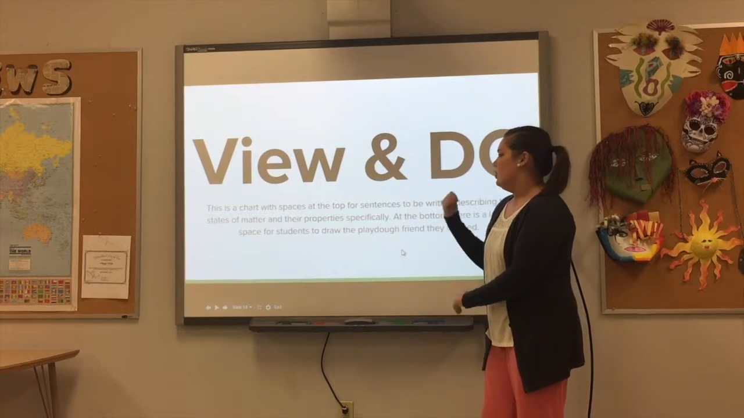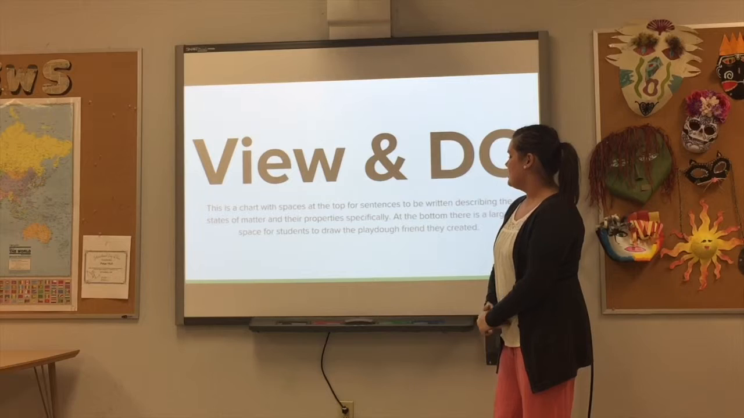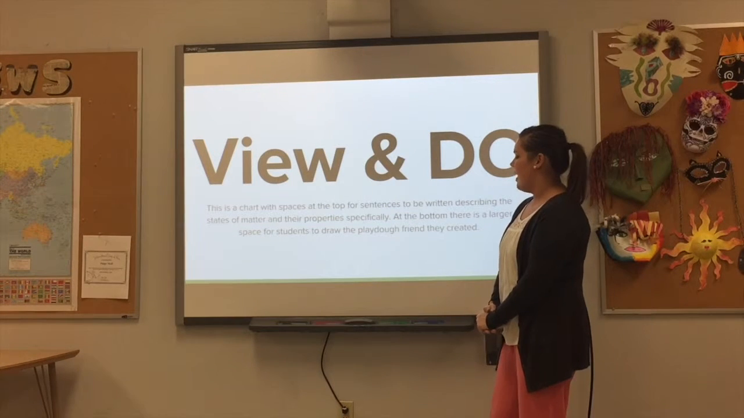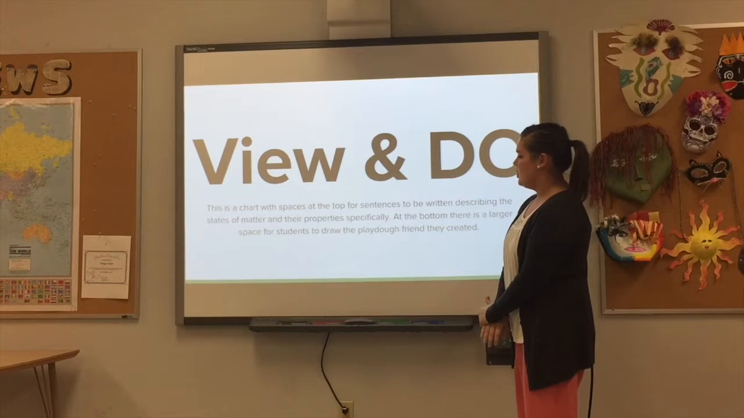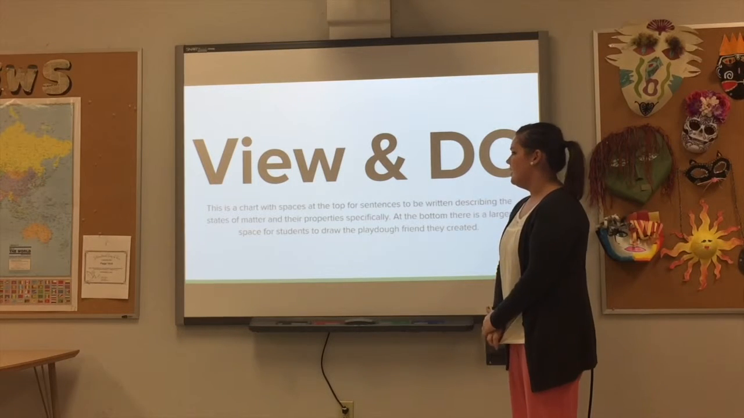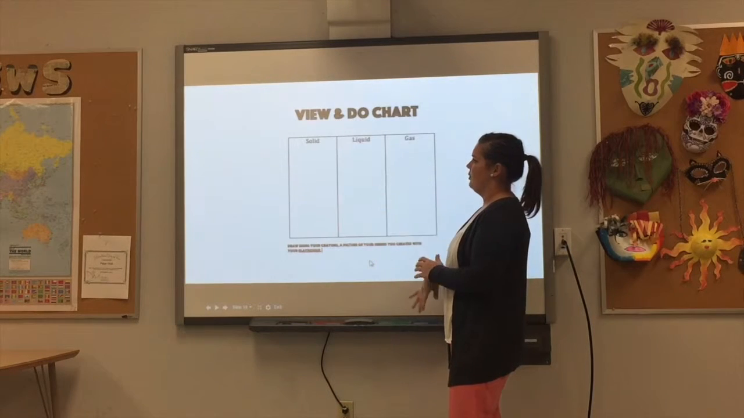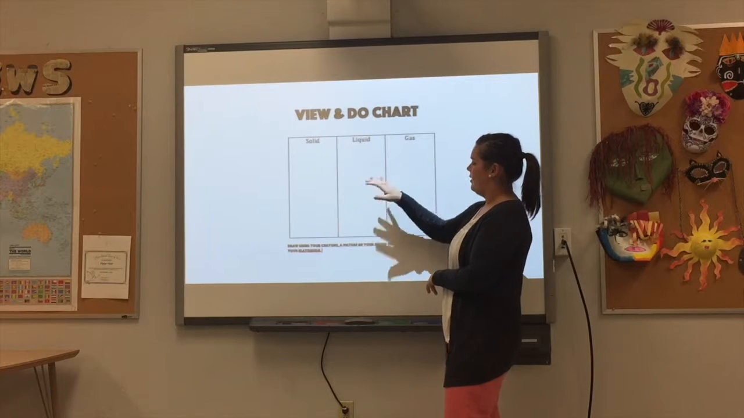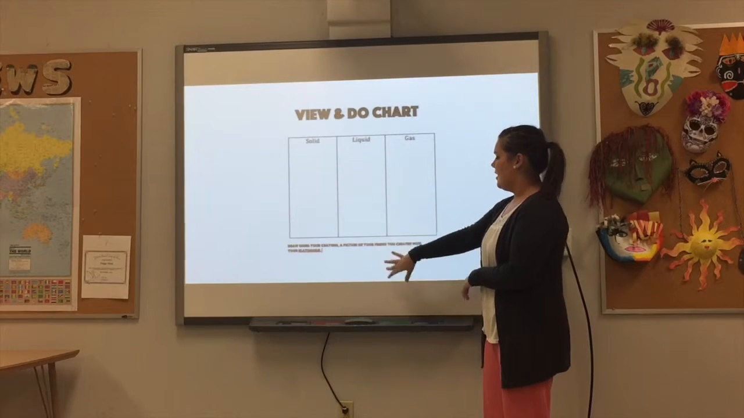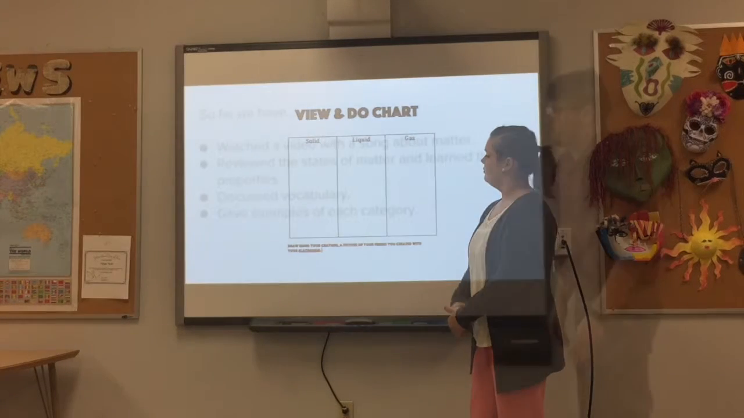Now we would do the view and do chart, and basically this is a chart that has spaces at the top for sentences to be written describing the states of matter and their properties specifically. At the bottom, there's a larger space for students to draw the Play-Doh friend they have created. This is the second thing they'd be doing. And here's an example of the view and do chart. They'd write 3 complete sentences on each, solid, liquid, and gas. And at the end, they'd use their crayons and draw a picture of their Play-Doh friend that they created.